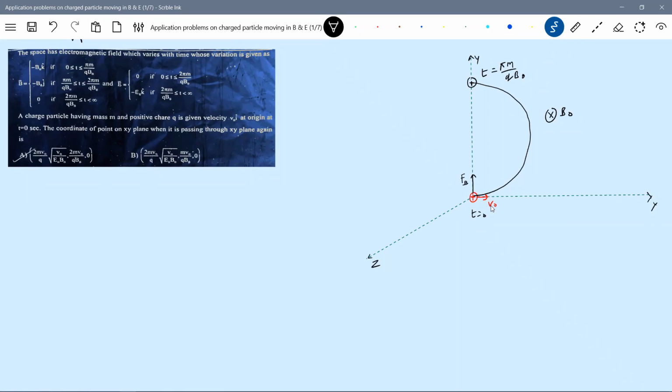So after what time will it be at T by 2? Then what will happen to the magnetic field? After this time, the magnetic field will become directed along the negative y-axis. How will the motion take place? B bar will be along the negative y-axis, and the force will start acting in this direction.